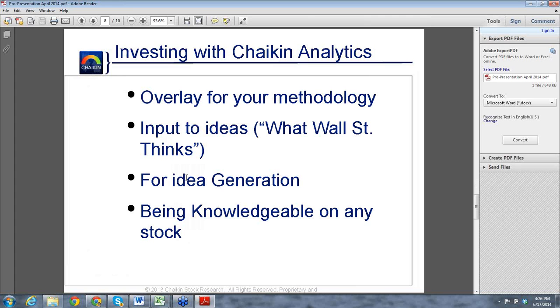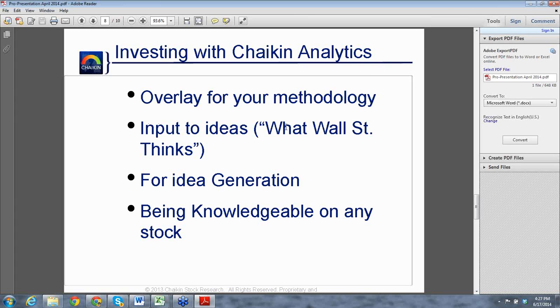So if you think about what am I actually going to do with a product like this, number one and most importantly, everybody on the call right now, you have a methodology you currently use. This is an overlay for your methodology, a check. It might give you conviction, or it might raise that red flag that makes you want to question what you're looking at. It's another input to your ideas.